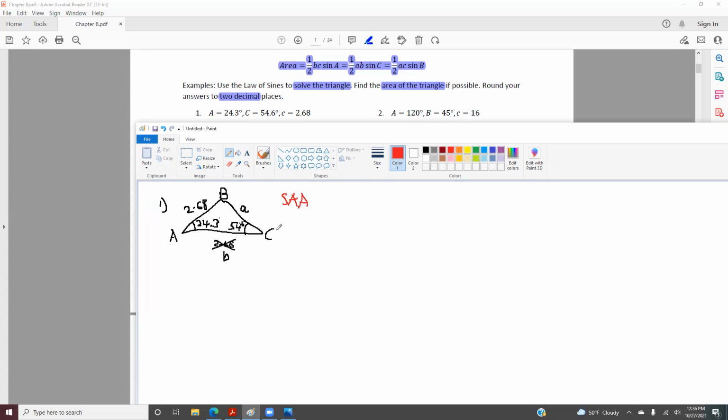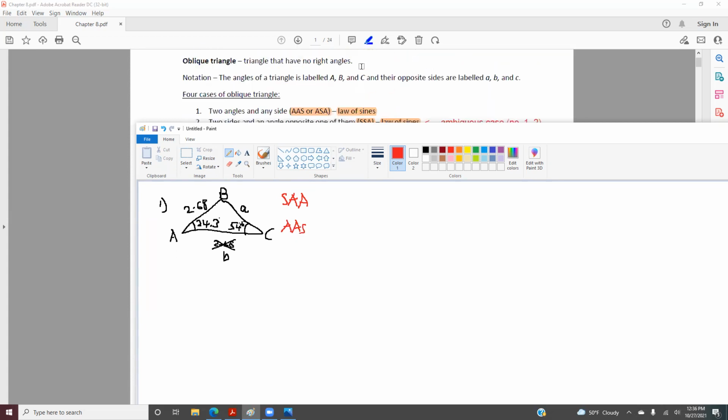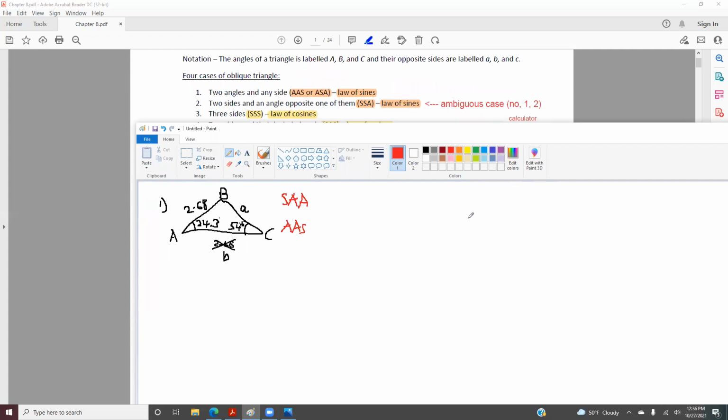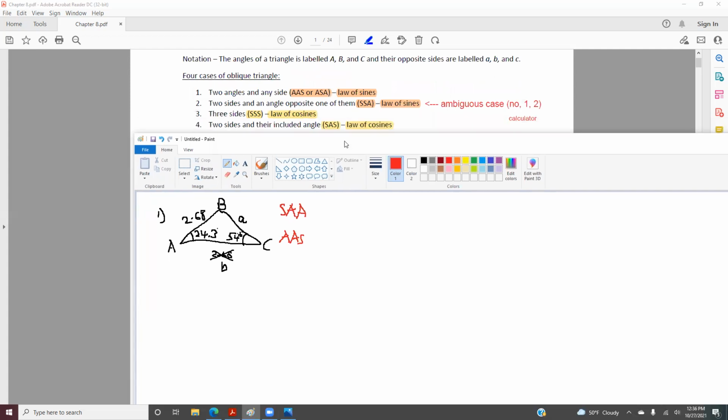Or we can also do AAS. They are the same, so you can go like this, AAS. So SAA and AAS is the same. So what is SAA or AAS? What kind of law do we use? Law of sine or law of cosine?